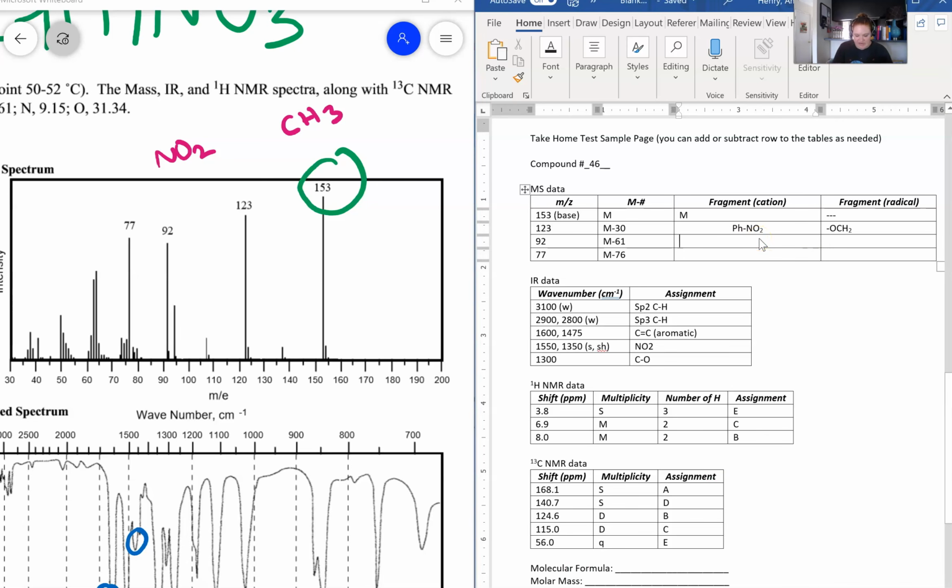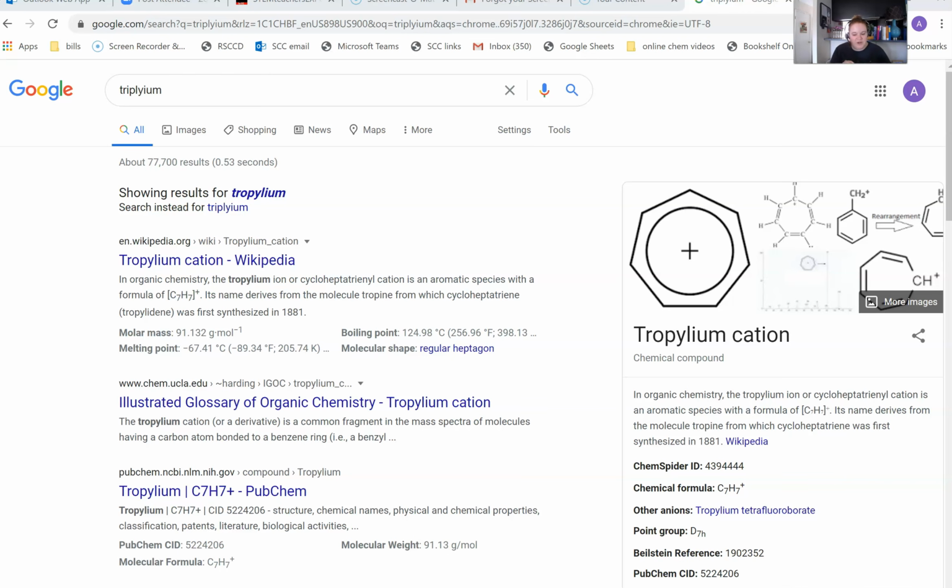So the oxygen is staying behind. So what stays behind would be this, and what breaks off would be our NO2 group and our methyl group. There we go. And then that last one, this is actually a really common fragment to see for benzene rings. So let me go find a picture for us. It's called a tropylium cation, and it's a very common fragment to see with benzene rings.